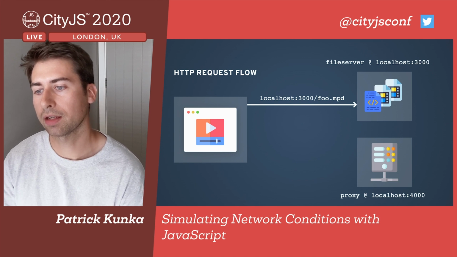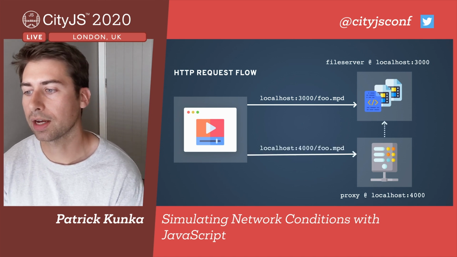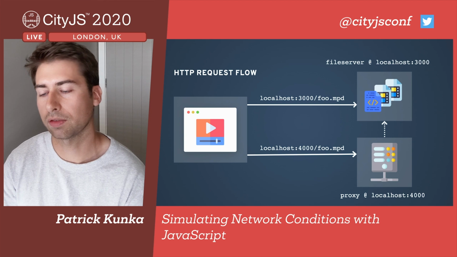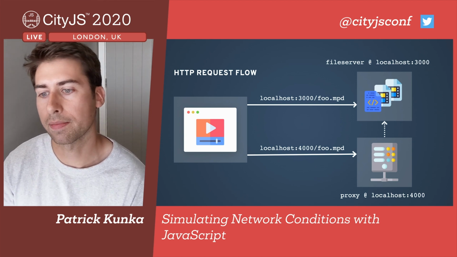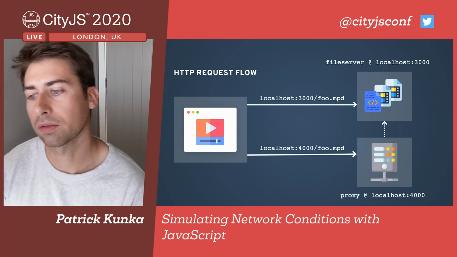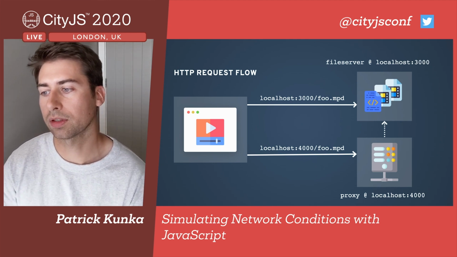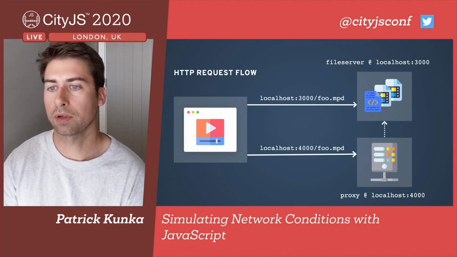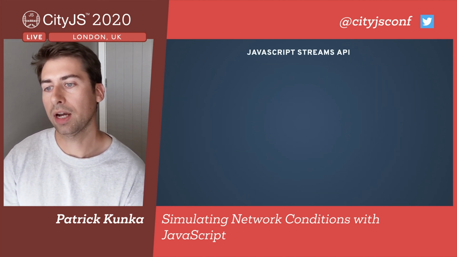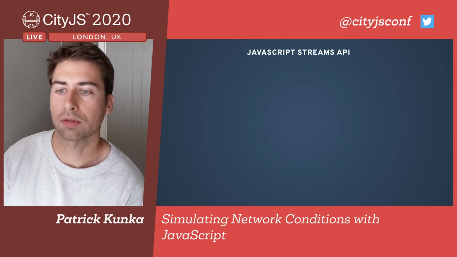So when a request is made via the proxy, we simply need to add the intermediate step of a server-side fetch request from the proxy to the file server, shown here with the dotted line, and stream the response directly back into the pending client requests from the player. We now have everything in place to begin plugging in our network simulation code. So how do we build a bandwidth throttle in JavaScript?